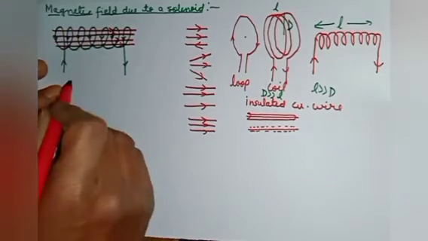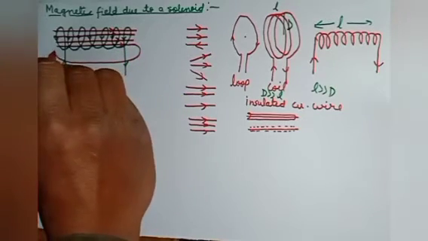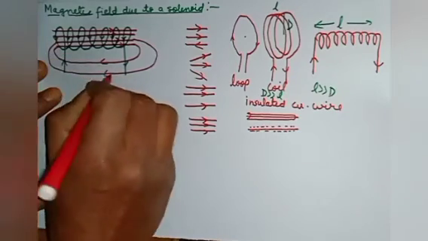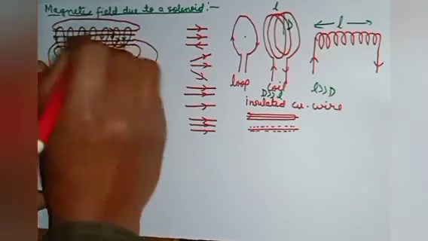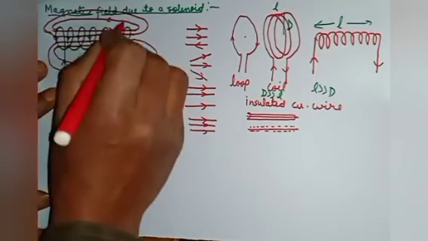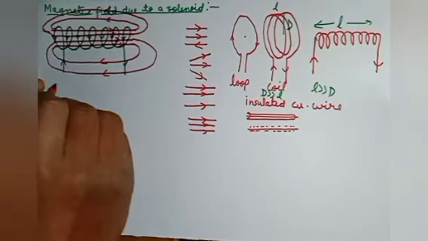Outside the solenoid, the lines form a closed curve, same as that of a bar magnet. A solenoid is a replacement of a bar magnet. Now, properties.